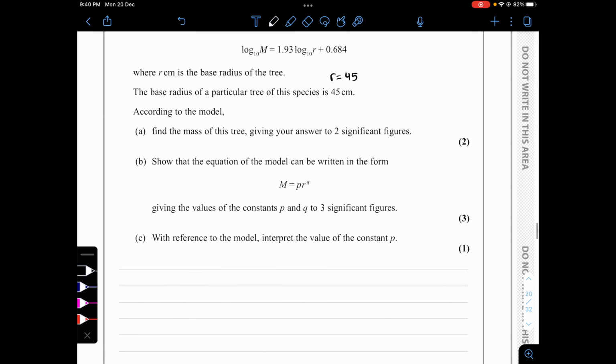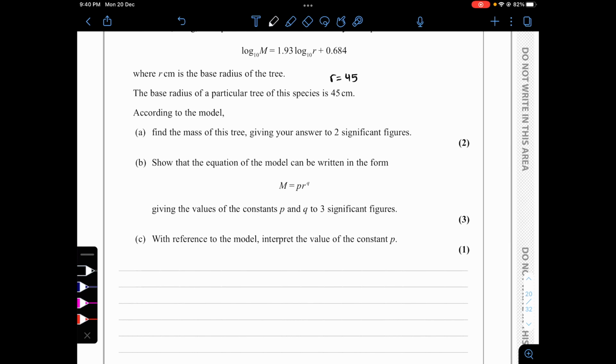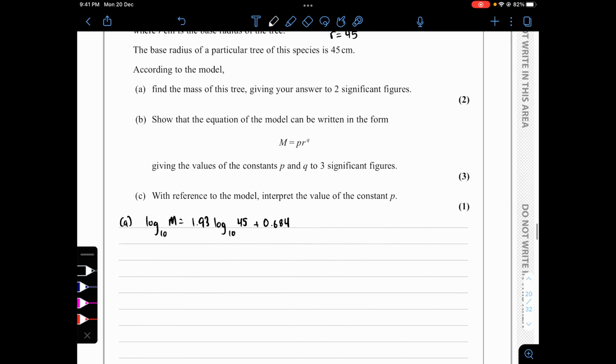Pretty simple. All you have to do is find what m is, because we know r is 45. So part A, log base 10 m equals 1.93 log base 10 45, because we know r is equal to 45, plus 0.684. Alright, so the first part is a calculator function. It's pretty straightforward. This is now log base 10 m, and when you put this in the calculator, what do we get? We get 3.8747.